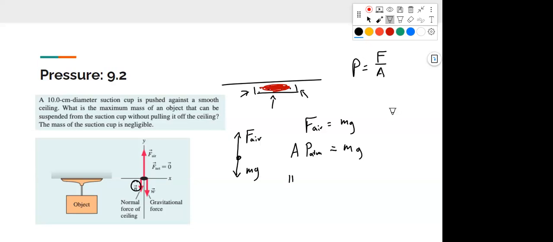So the area of this cup is just pi r squared. And the pressure of the atmosphere is 10 to the 5th pascals. And we can divide by g, which is 9.8 meters per second squared. And if we plug this in really quickly.